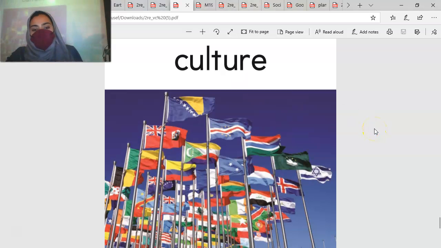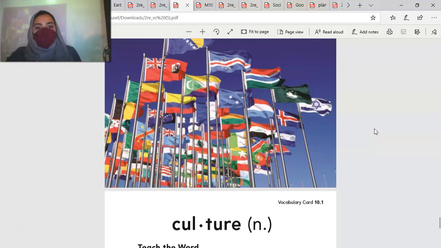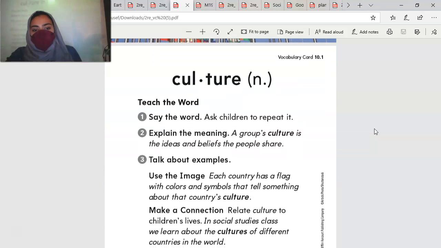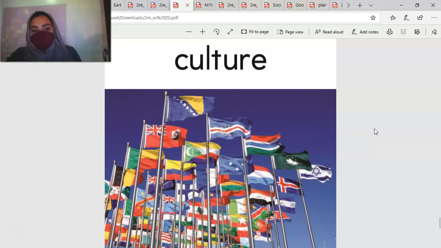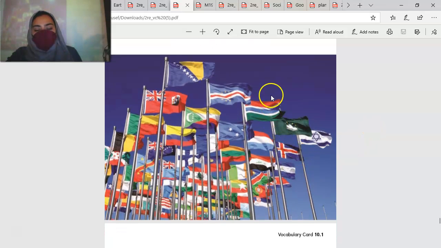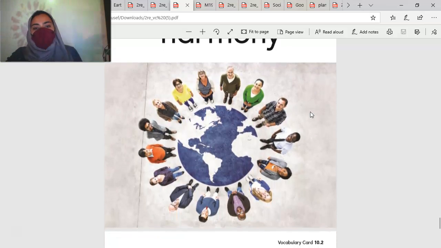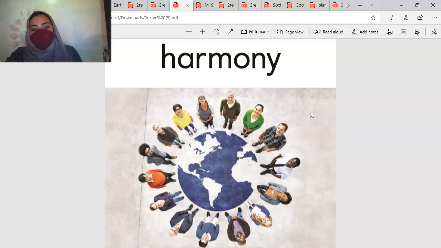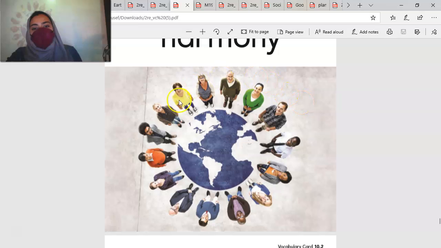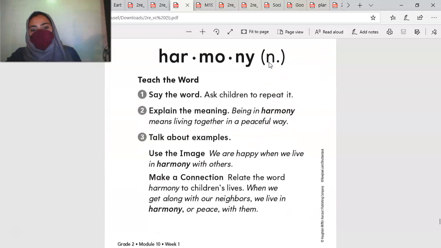The first vocabulary word is culture. We talked about culture yesterday. A group's culture is the ideas and beliefs people share. The reason they have a pole with different flags is because these are the flags of different countries, different cultures. Harmony. What did we say harmony, Matt? Harmony is peace. Peaceful. Living in harmony. They have a picture of everybody standing next to each other around the earth, and how they all look different and they live in harmony.